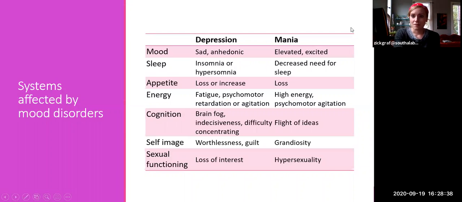So this is just a review from lecture six, the first mood disorder lecture. These are the overall systems that are affected by mood disorders. In the last two lectures, we talked a lot about what's affected by depression. Today, we're going to be talking about the mood, sleep, appetite, energy, so circadian, cognitive and motivational psychological symptoms of mania.